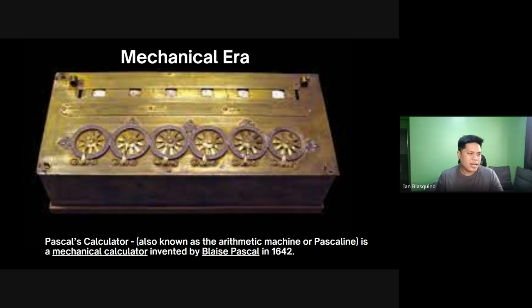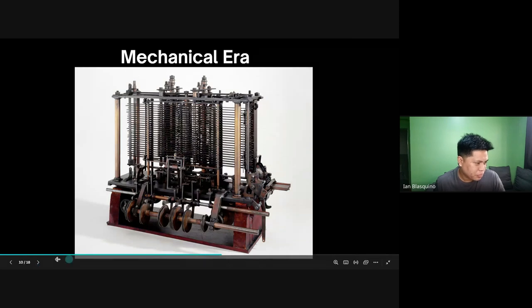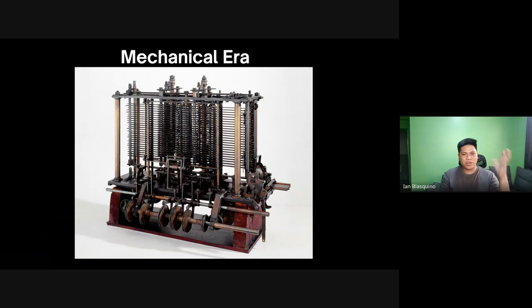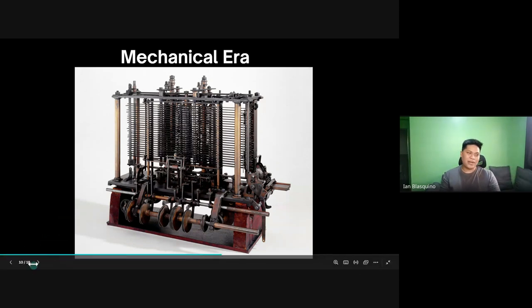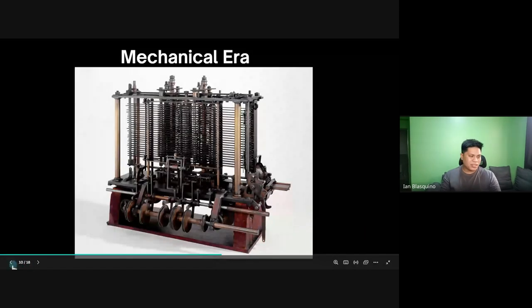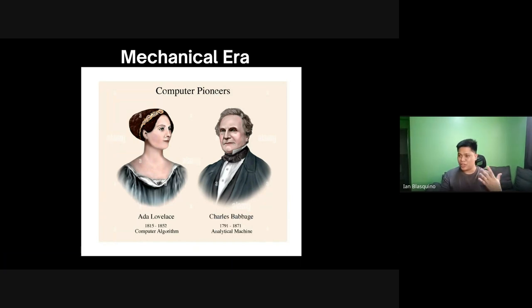Then dito naman sa analytical engine, no? Ang pinaka naging component nito kung bakit siya nag-function is because of the program or the algorithm na ginawa ni Ada Lovelace, no? Si Ada Lovelace is a mathematician, so syempre dahil ang mechanical era of computers or the analytical engine is used for computing, kaya nag-develop si Ada Lovelace ng computer algorithm for analytical engine na it's more on the computations or the calculations, no?